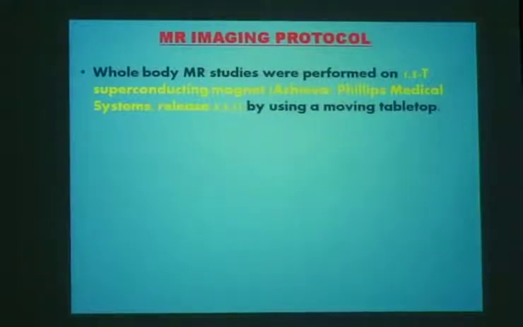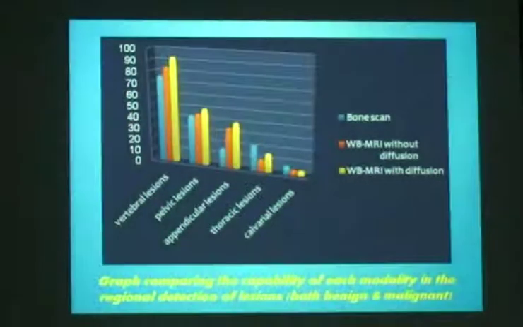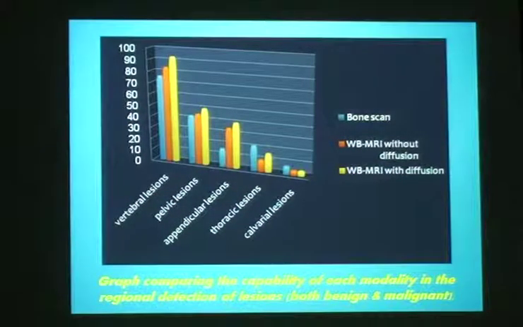This is the protocol. As I've mentioned, the typical protocol included the T1, the STIR, and the diffusion weighted images. In some cases, they were administered IV contrast. And these were the results. Now, I removed many of the slides, but I just put these to show the comparability and the difference between whole body MRI and bone scan. Then again, comparing the whole body MRI without diffusion and with diffusion.